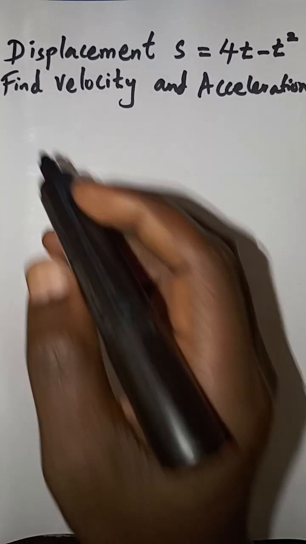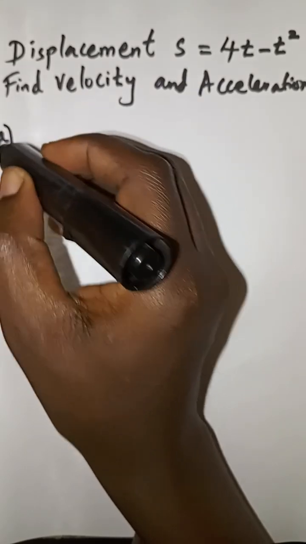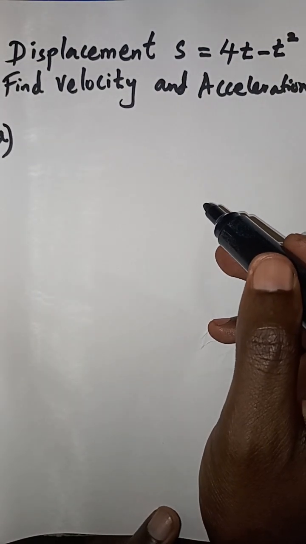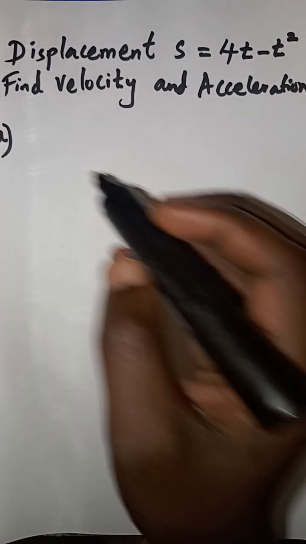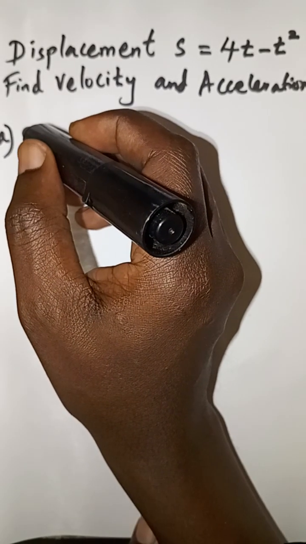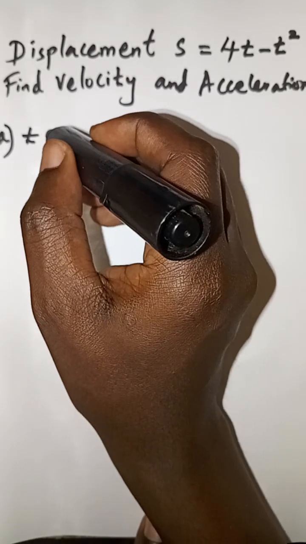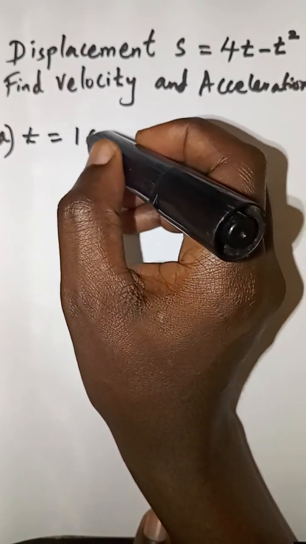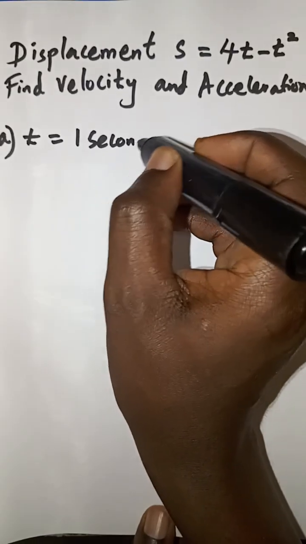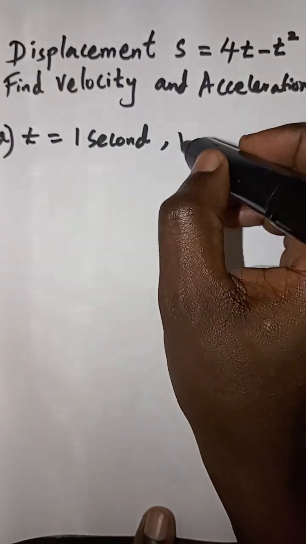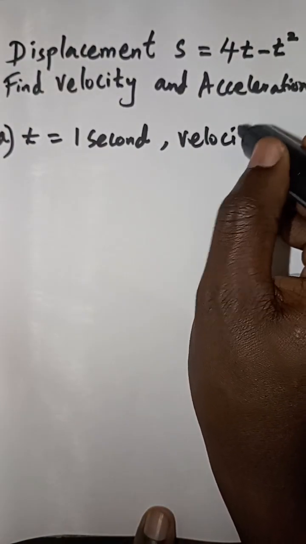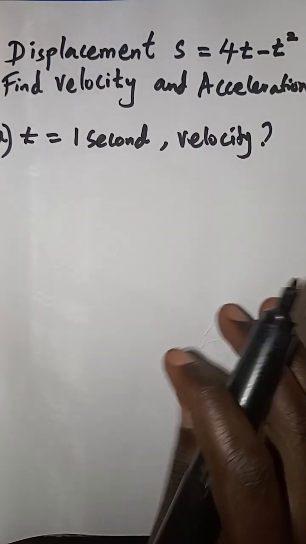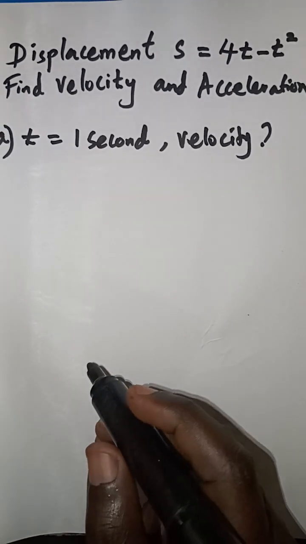So we're going to start with a series of questions. The first one, we are told, how fast is the body moving at t equals 1 second. So we are told to find the velocity when t equals 1 second.